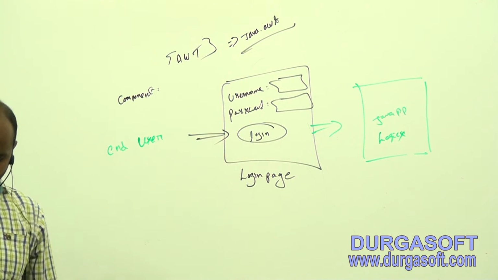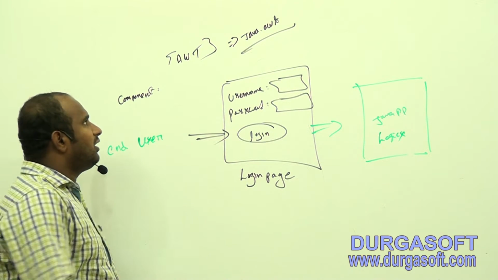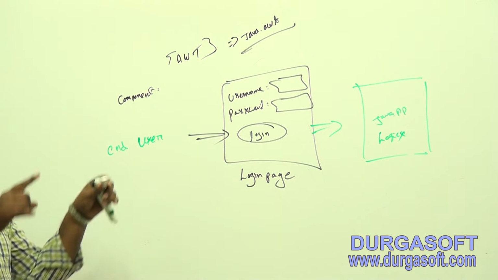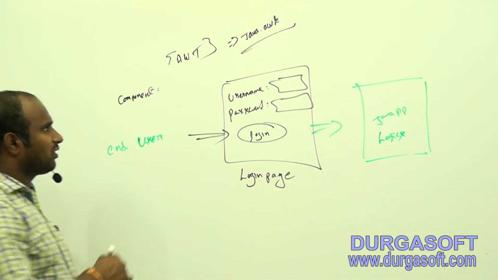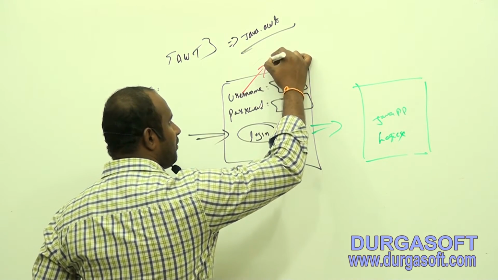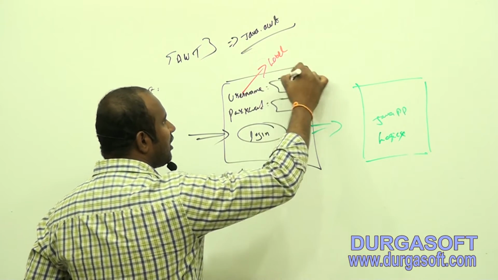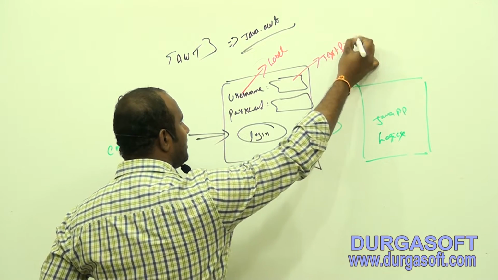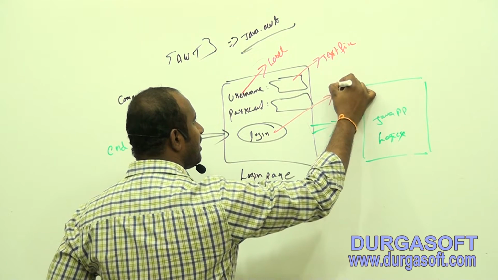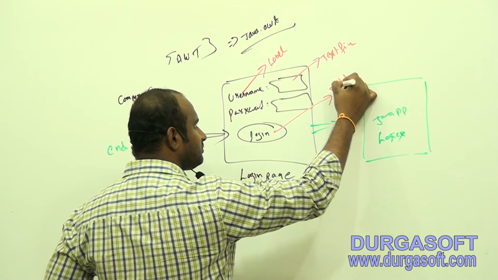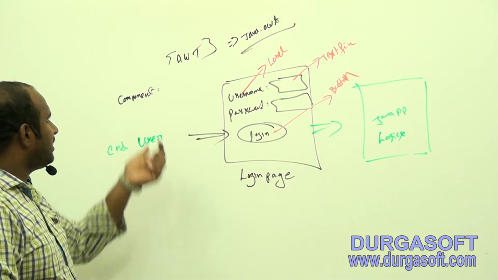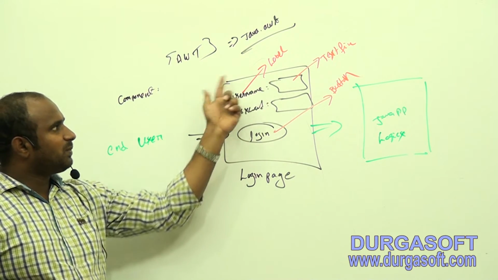Now for the first keyword, I'll discuss the component. What do you mean by a component? The login page contains a group of components. The username is one component, called a label. A label is a component. This is called a text field, and a text field is a component. This is called a button, and a button is a component. What do you mean by a component here? A component is an object which is displayed on the container.